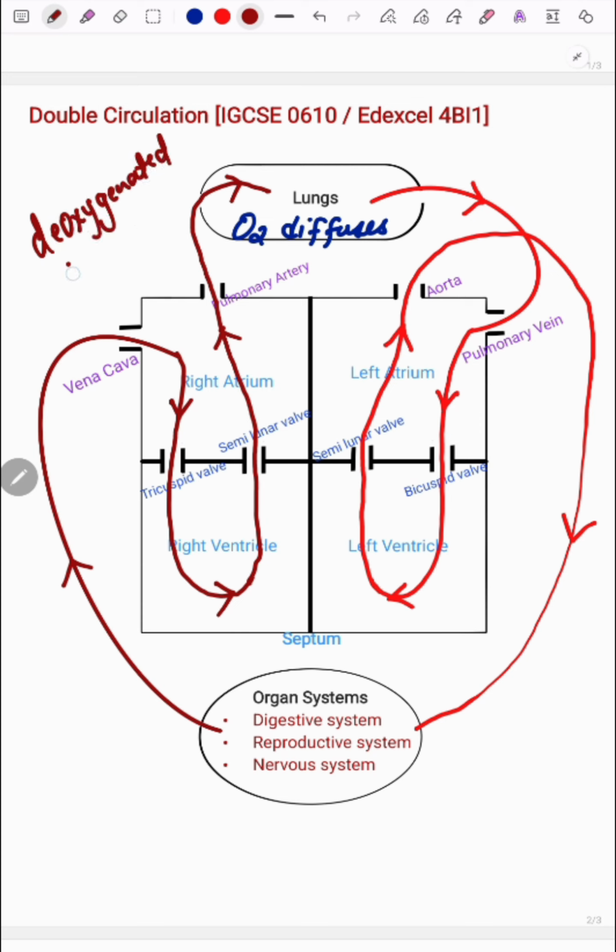On this side the blood is deoxygenated, and on the left side of the heart it is oxygenated, and this cycle keeps going on. This is a simplified version. Using all the terminologies you can understand it much better.